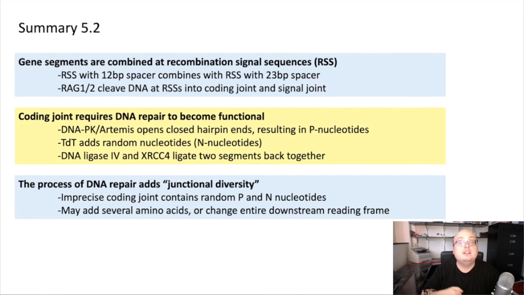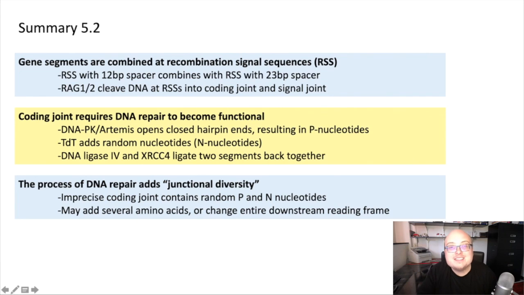So the imprecise coding joint is going to end up containing some random combination of extra P and N nucleotides. This may add several amino acids, or it may change the entire downstream reading frame. Sometimes that frameshift creates a new molecule that works, but many times, particularly for immunoglobulins, this results in a non-functional mutation. As I've said, ultimately this process is adaptive, even though it's wasteful, because it creates many orders of magnitude more possible, unique immunoglobulin molecules, which underlies the extra diversity we have in our immunoglobulin antigen recognition repertoire.